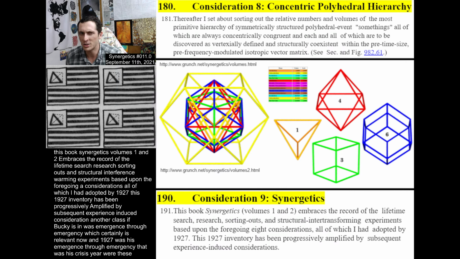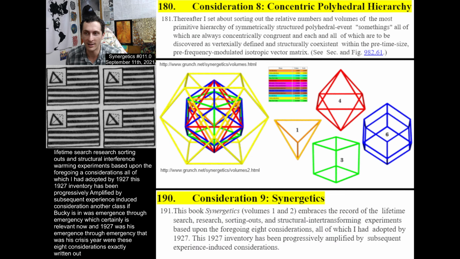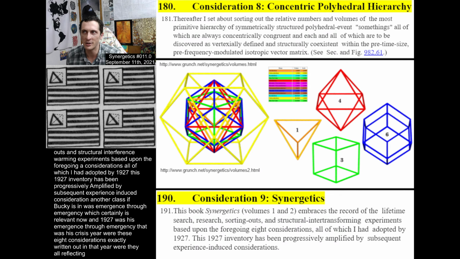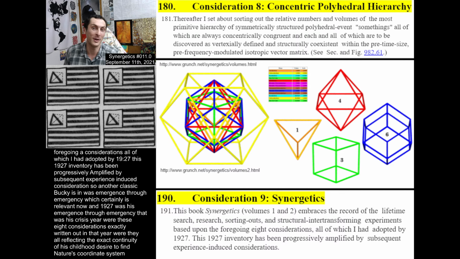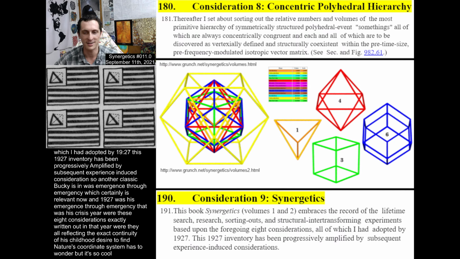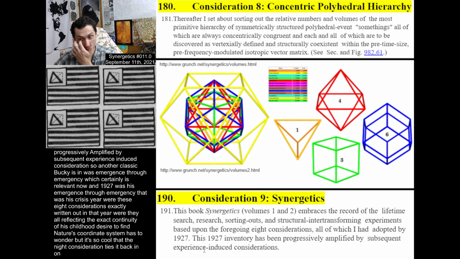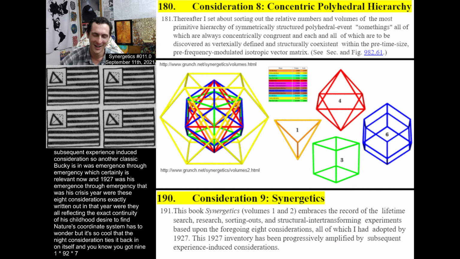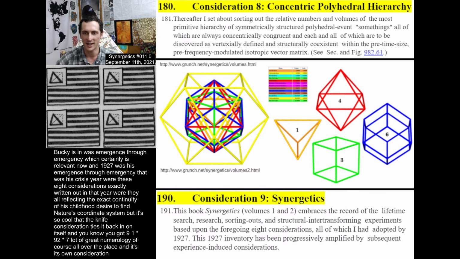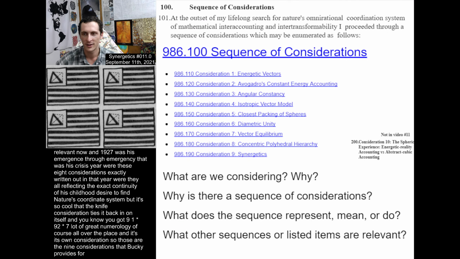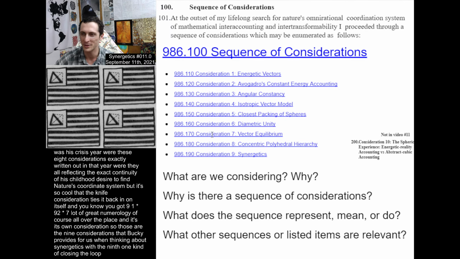Were these 8 considerations exactly written out in that year? Were they all reflecting the exact continuity of his childhood desire to find nature's coordinate system? For us to wonder. But it's so cool that the 9th consideration ties it back in on itself. And you've got 9, 1 times 9, 2 times 7. A lot of great numerology, of course, all over the place. And it's its own consideration. So those are the 9 considerations that Bucky provides for us when thinking about synergetics, with the 9th one kind of closing the loop and being its own consideration.